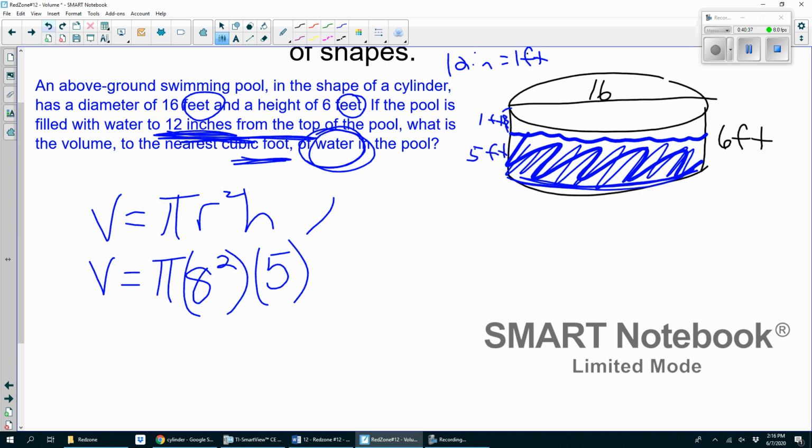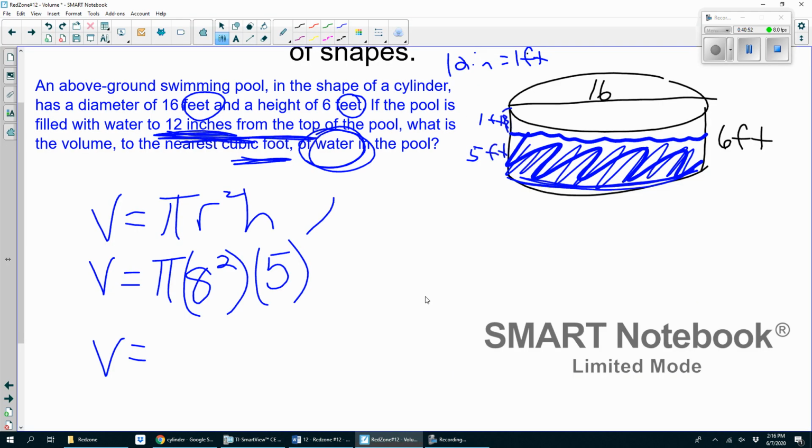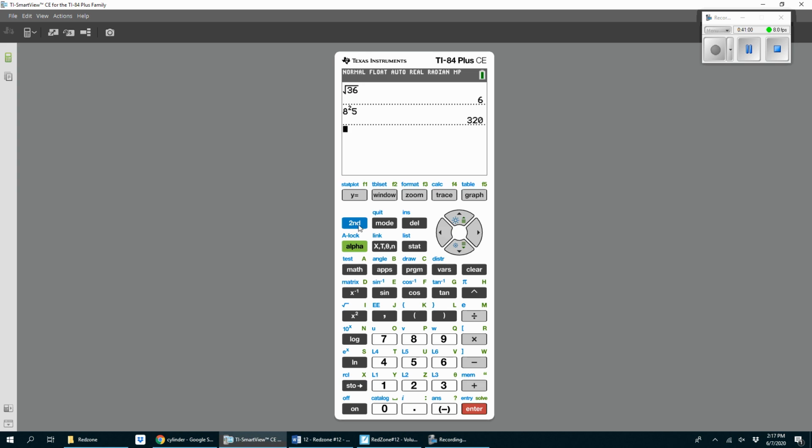Now I just go to my calculator. It does not tell you how they want the answer, so I'm going to put it in both terms of pi and a decimal. So in terms of pi, I just do 8 squared times 5, and I get 320 pi. And if I wanted it as a decimal rounded to the nearest tenth, I would use the pi in my calculator. So pi times 8 squared times 5. Notice I didn't use parentheses here because I know exactly how the calculator works. If you're not sure, be safe and use parentheses. And you get 1005.3.